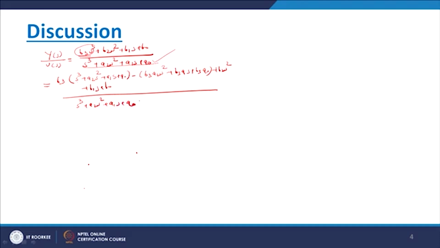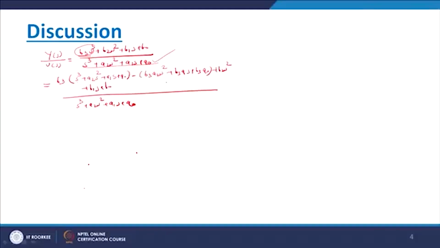Here we have made a little mathematical adjustment, but finally we find that the results of equation 1 and equation 2 are both the same. These terms, b3 a2 s square, b3 a1 s, b3 a0, automatically cancel with this one. Finally we get the same b3 s cube, b2 s square, b1 s, b0 divided by s cube, a2 s square, a1 s plus a0. Now we divide both equations. After division of this, what will we get?